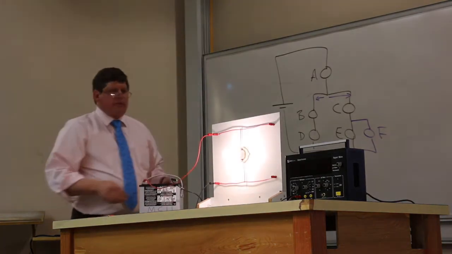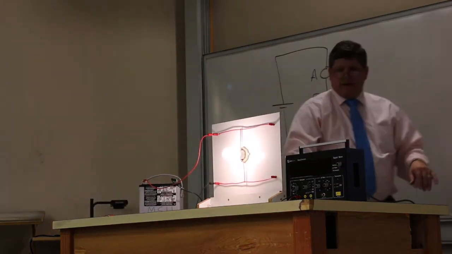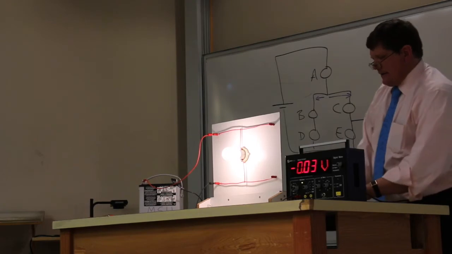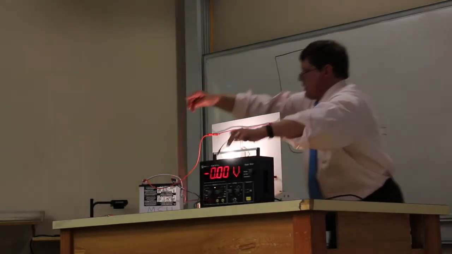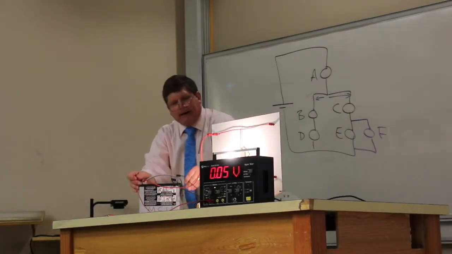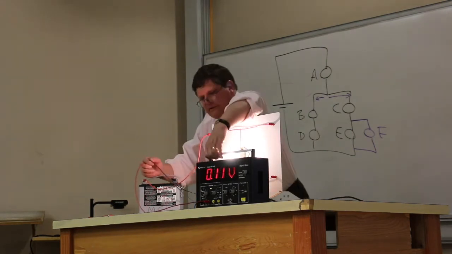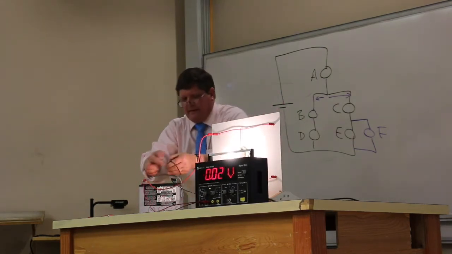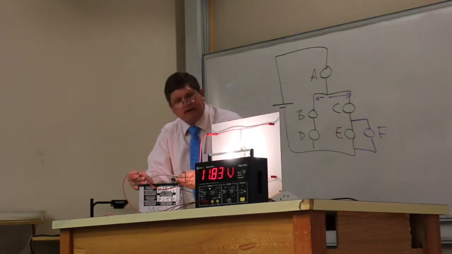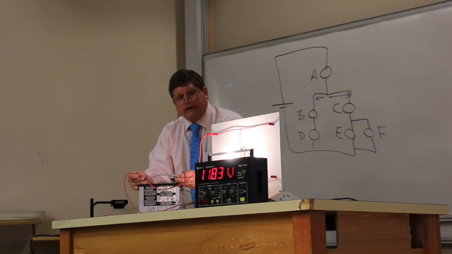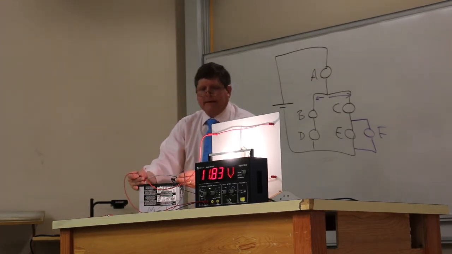If I have a single bulb circuit, what I find is that if I measure the voltage across the battery with this digital voltmeter, what I get is about 12 volts. It's trying to be a 12-volt battery, but it's an 11.83-volt battery. Okay?